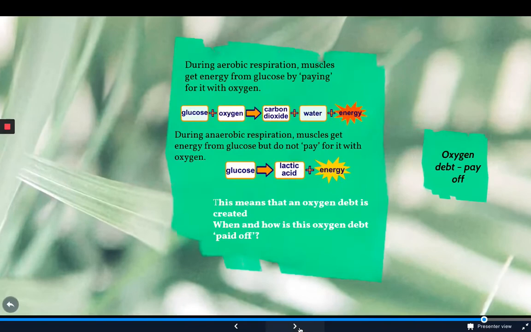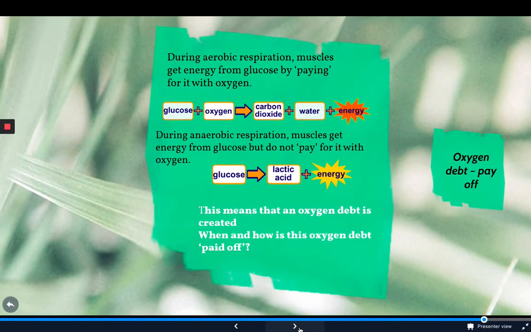Now, the last part. During aerobic respiration, muscles get energy from glucose by paying for it with oxygen. You know that in aerobic respiration, glucose reacts with oxygen and creates energy, water, and carbon dioxide. During anaerobic respiration, muscles get energy from glucose but do not pay for it with oxygen. So glucose is broken down by itself. This means that an oxygen debt is created. When and how is this oxygen debt paid off?